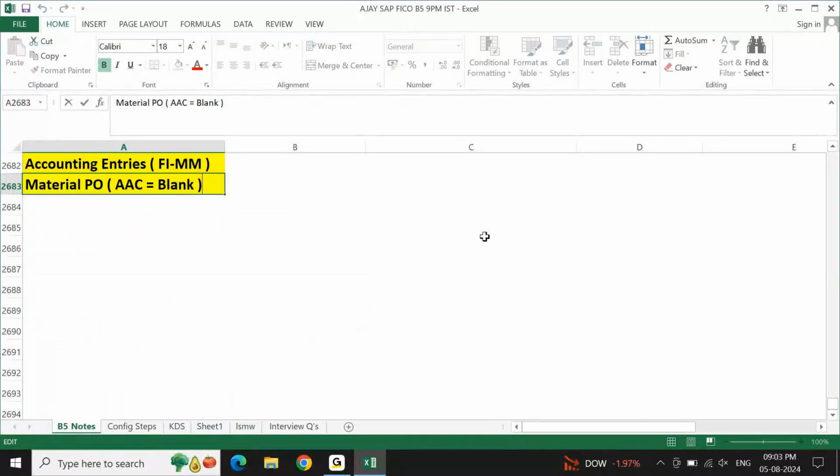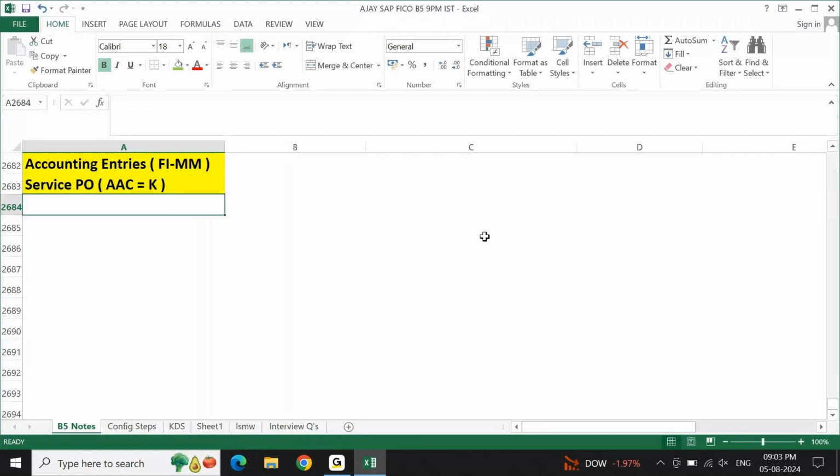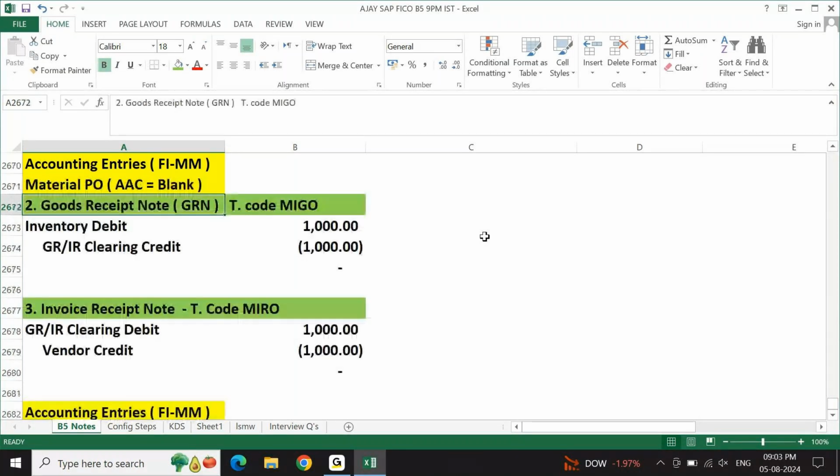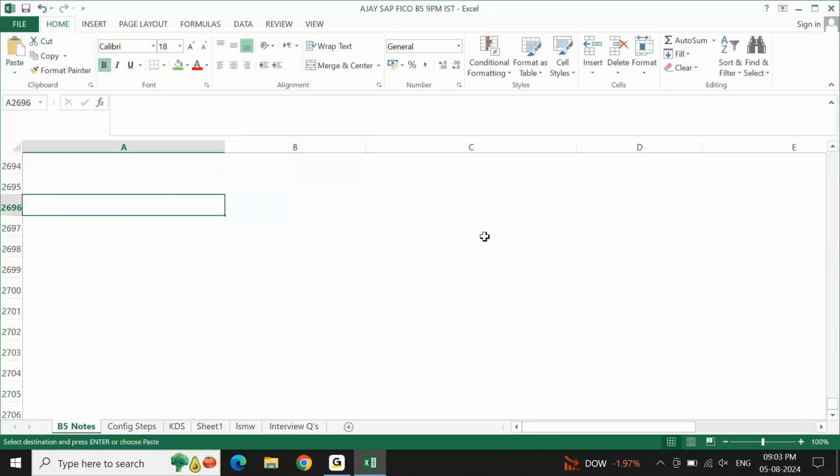Now I'll put service PO, account assignment category will be K. Okay, account assignment category will be K. K is nothing but cost center. Account assignment category K. K is nothing but cost center. Now here your accounting entry will be 2 points. Same thing I'll copy. Let me replace the debit and credit accounting entries here.